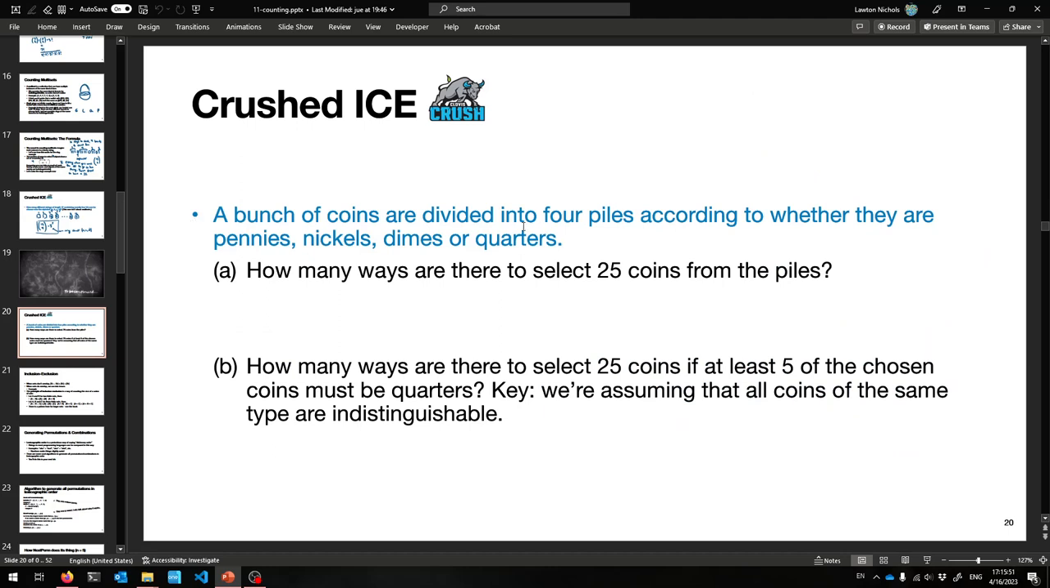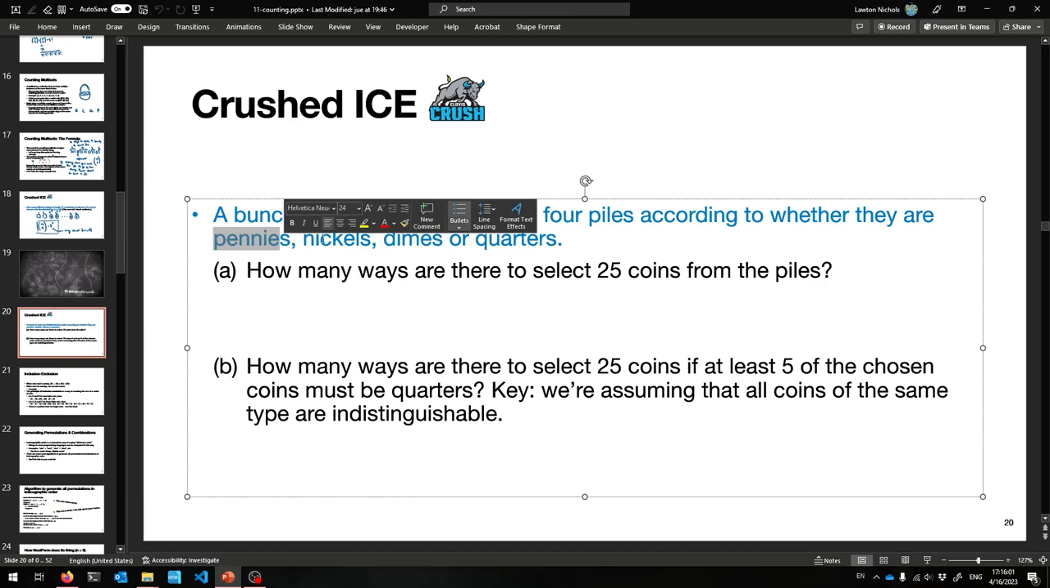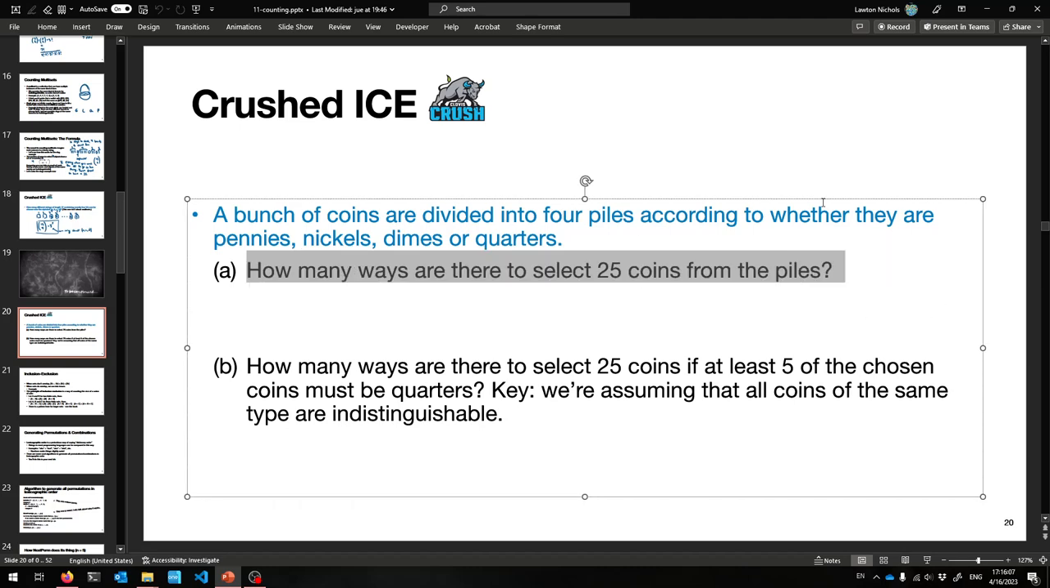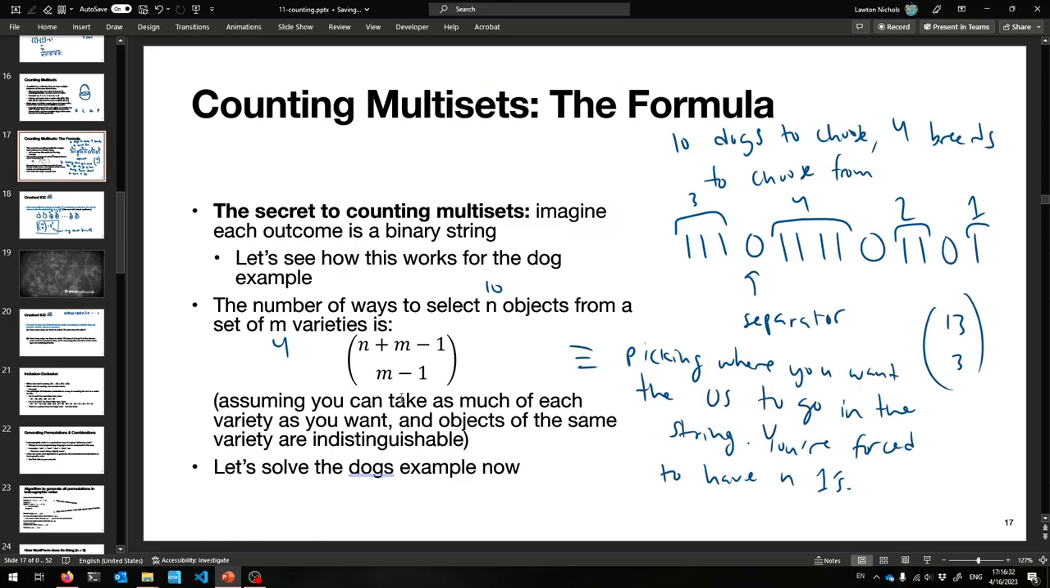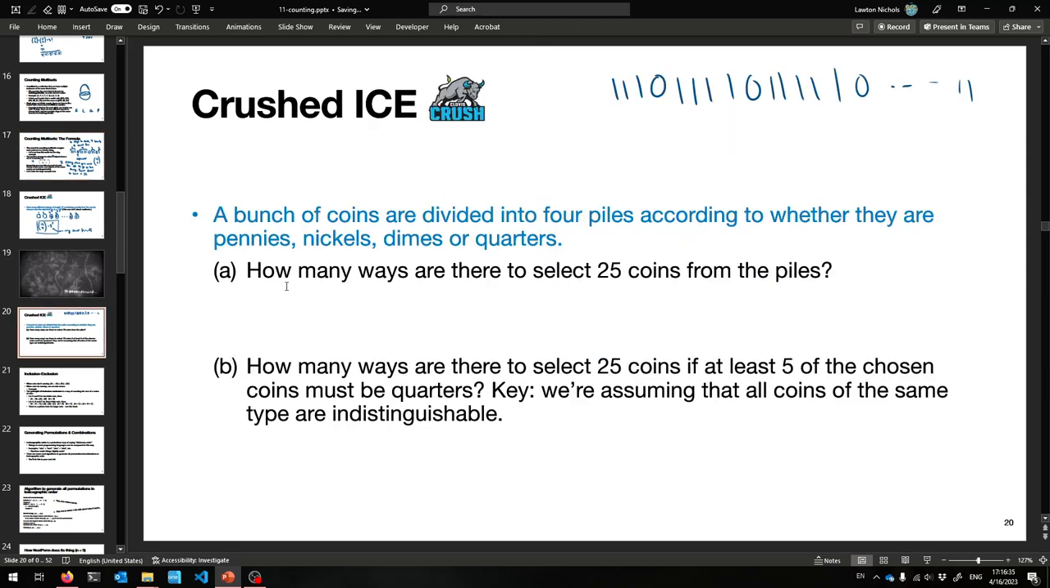So here's the example. Let's pretend that we have coins sitting in piles. We have an infinite amount of coins in each pile, at least 25 of each. You've got a penny pile, a nickel pile, a dime pile, and a quarter pile. And the first question is, how many ways are there to select 25 coins from the piles? My hint to you is, remember to make that binary string. Like, let's say we take 3 pennies, then you put a 0 to mark that I'm done taking pennies. And maybe I take 4 nickels, and then you put a 0 to mark that you're done taking nickels. And then, I don't know, 1, 2, 3, 4, 5 dimes, and then the rest are kind of forced to be quarters at that point. That's the kind of binary string that you're going to make, and this is the formula to worry about that idea. So that's part A, try that.